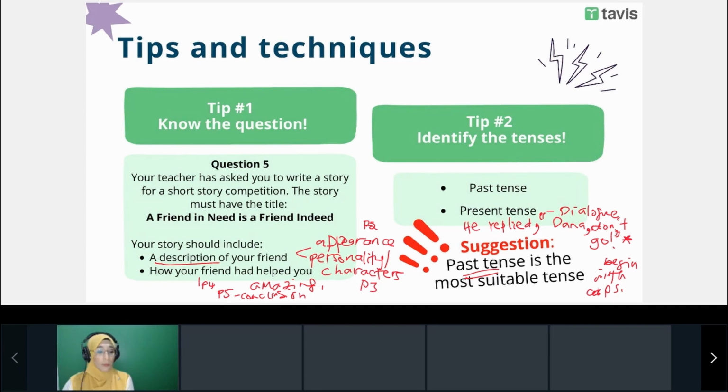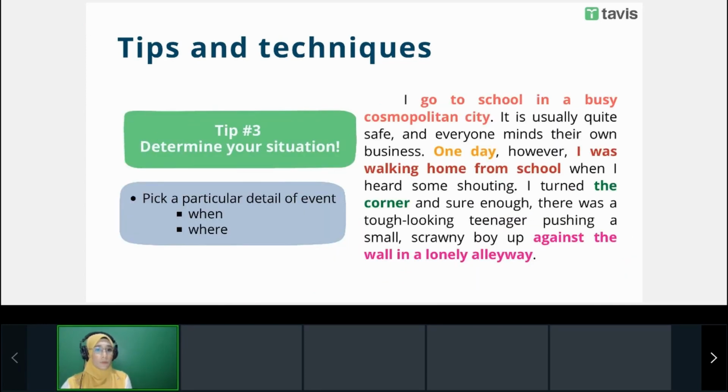Okay, begins with a capital letter. All right, now next one. Another tip for you to know: determine your situation. So pick a particular detail of the event. So when and where. Now in this case, I highlighted it for you.